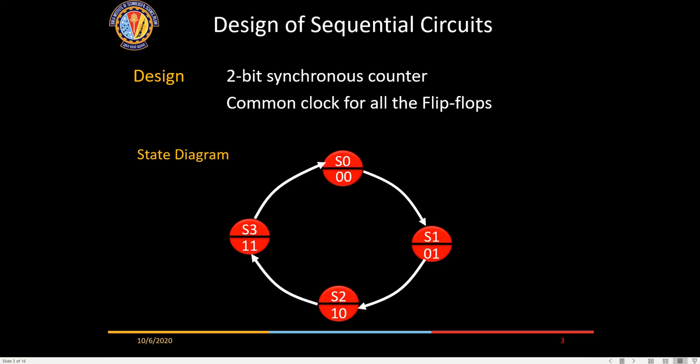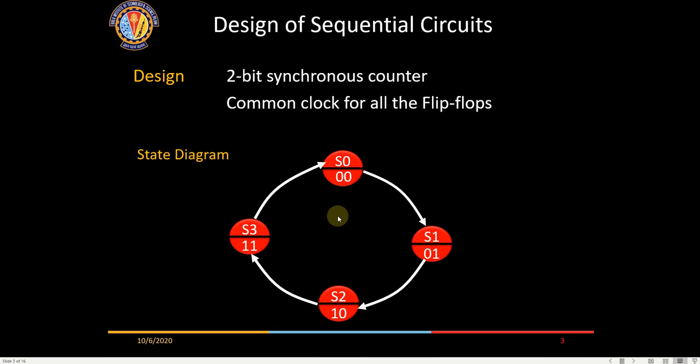If it is for 3 bits, then we have to draw 8 states. This is known as a 2-bit synchronous counter, or modulo 4 counter. Now I could have a modulo 3 counter. A modulo 3 counter means it will just count 00, 01 and 10, so you will require 2 flip-flops, and the state diagram will be 00, 01, 10, and it will go back to 00.